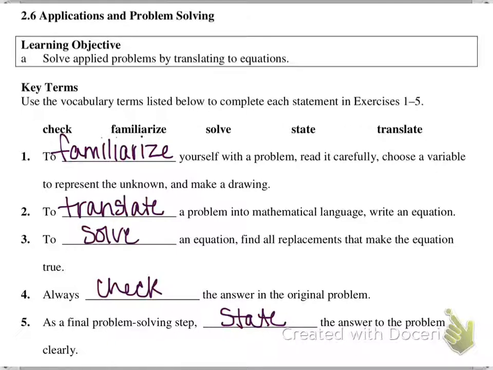Always check the answer in the original problem. You always want to make sure that your answer is reasonable and makes sense. So it's always good to revisit what the problem is asking you to find and make sure that you have found the correct answer. And as a final problem solving step, state the answer to the problem clearly. If you're looking for miles, make sure your solution has the word miles behind it or has a label to it. Make sure it's very clear what your answer is and what it represents.